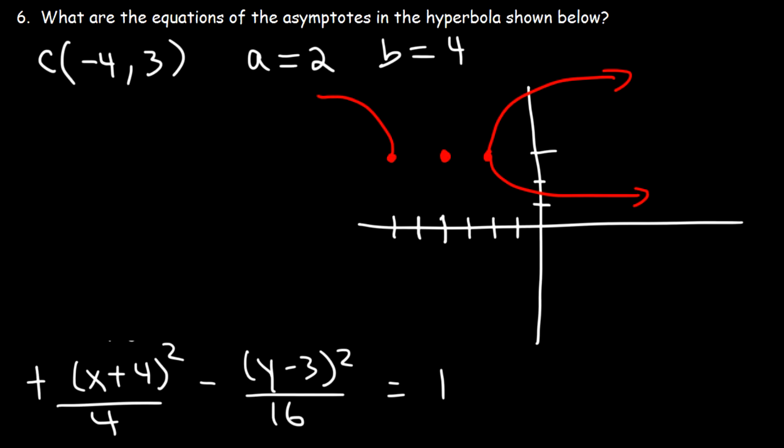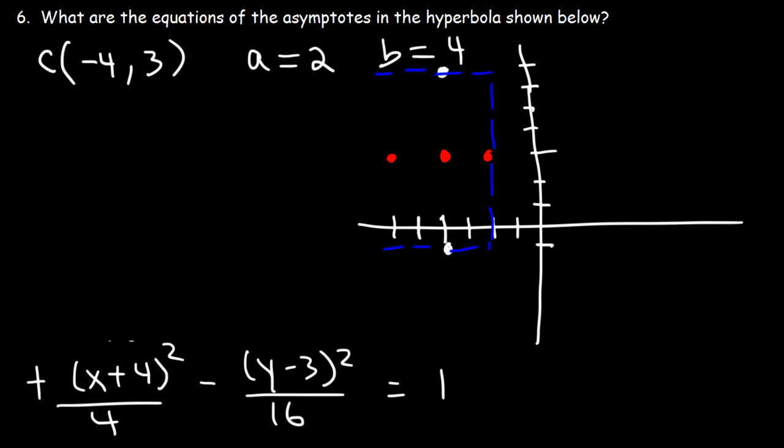But before we graph it like that, let's use b to get the other points, which are really imaginary points. So b is 4, we need to go up 4 units and down 4 units, which will take us to -1 on the y-axis. Let's make a rectangle. So here are the asymptotes, and our goal is to find the equations of the lines represented in green. And then here's the graph.